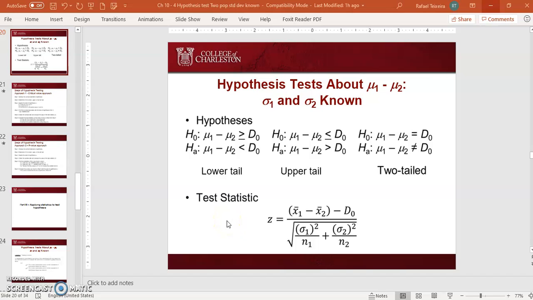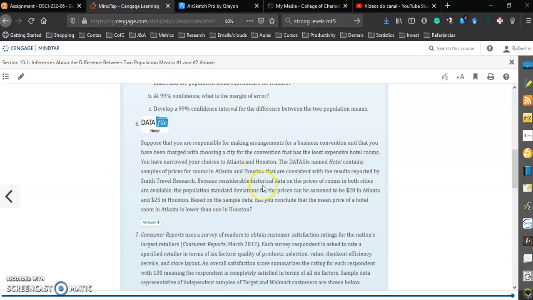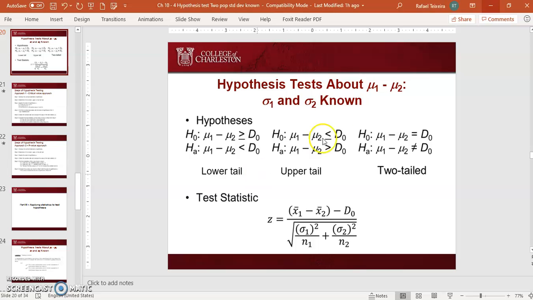Hi, this is Professor Rafael talking about hypothesis test for the difference between two population means when I know the population standard deviation. Okay, so this is the second video in this discussion, and I'm stopping here in the hypothesis development. And I was going over some problems in our book, so you can understand a little bit more about the development of this hypothesis. This is very important. You have to understand how to come up with them.